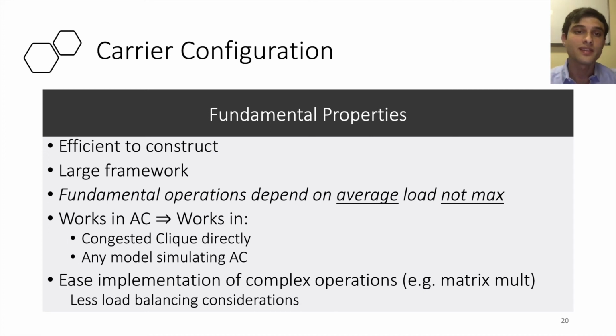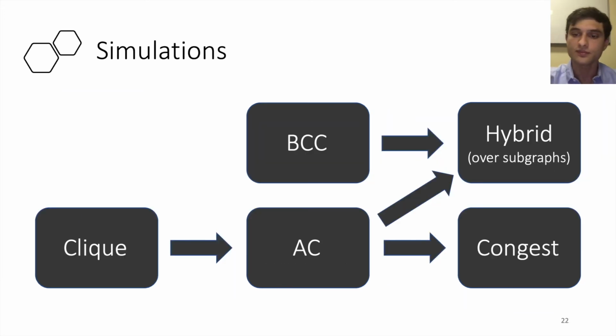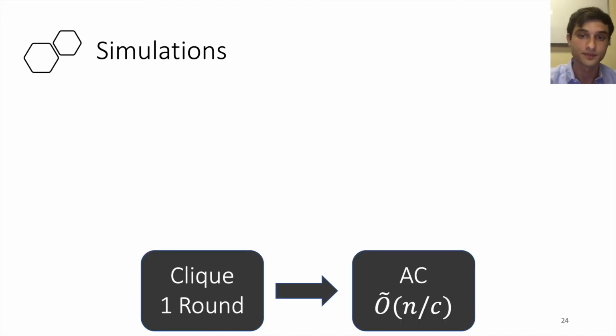Therefore, we can implement these operations once in the anonymous capacitated model and then get them everywhere in many different distributed models. And so let's show this final part. Let's show how we take solutions from the anonymous capacitated model and simulate them in existing distributed settings. We begin with showing how to simulate the congested clique in the anonymous capacitated model.